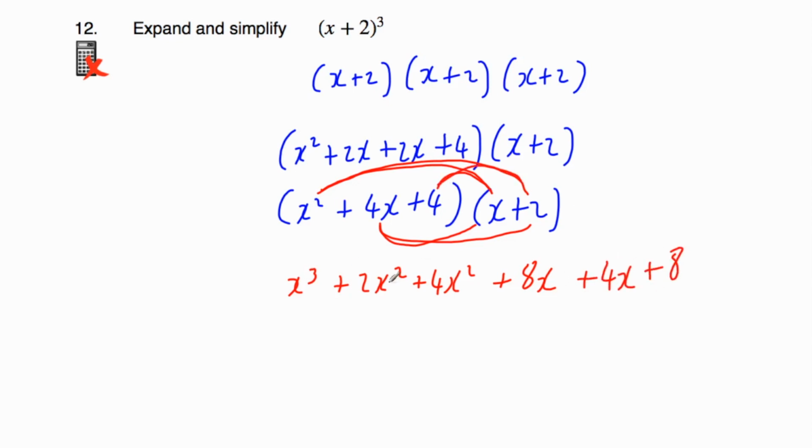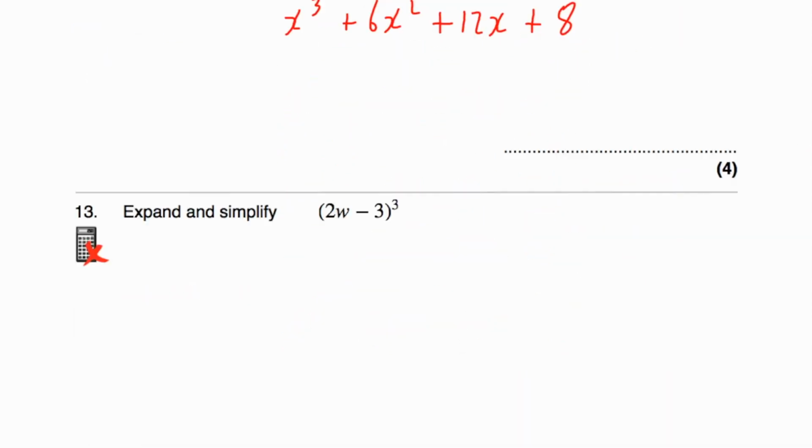And now we just need to collect our like terms. So we've got x cubed at the front. 2x squared plus 4x squared will be plus 6x squared. 8x plus 4x is plus 12x. And then we've got our plus 8. So that's our answer. Okay, let's have a look at question number 13.